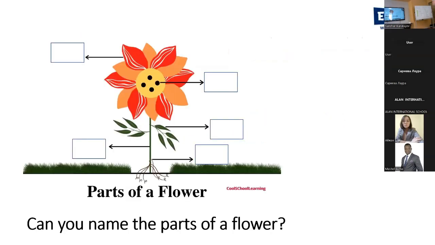Another thing is, who can name the parts of the flowers here? Who has got the second mic? Okay. So, can anyone name the parts of the flowers? Petal, flower, petals, leaves, leaf, stem, root. Such wonderful science teachers.